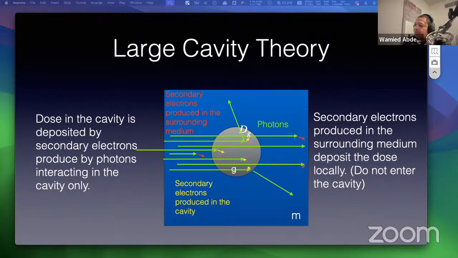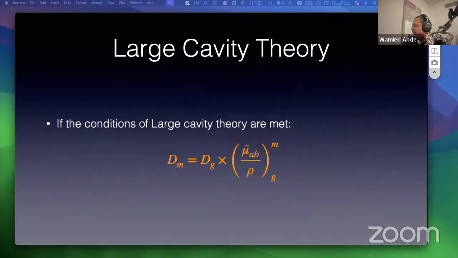We know this is not true. I mean, I agree with you. But if this was true, then we can apply the large cavity theory. And the large cavity theory states that the dose in the medium is given by the dose in the gas multiplied by the ratio of the mass energy absorption coefficients for the medium and the gas.